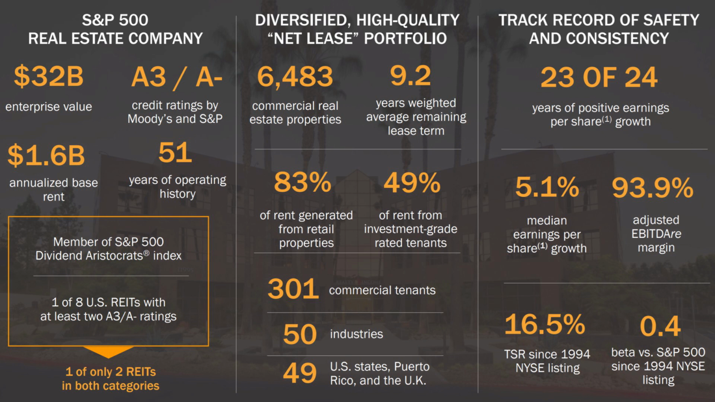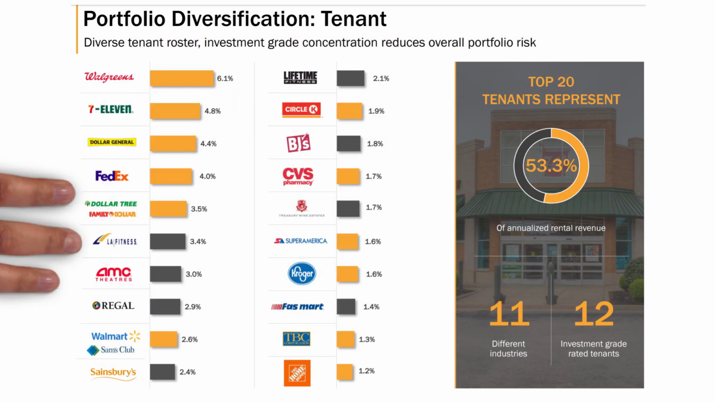Realty Income is a well-diversified company across 6,483 properties. Their average remaining lease term is 9.2 years. They won't suddenly lose all their tenants because of how lengthy the leases are. Approximately half of their tenants are investment grade, which again suggests more reliable and safe real estate investment. They are diversified across tenants.